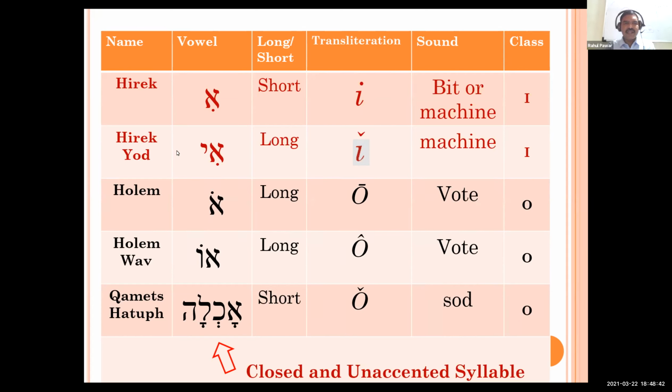Then the second is Hirek Yod. If you put a Yod after Hirek, it becomes a long vowel. The transliteration is I with a circumflex towards downward. And it gives a long I sound, that is machine. That I sound is long.